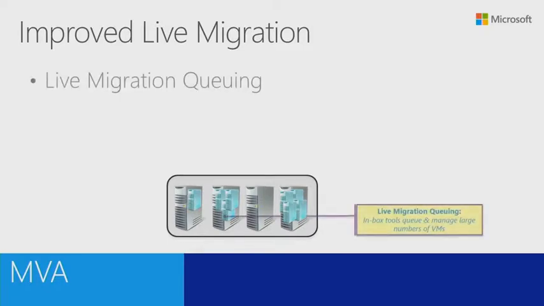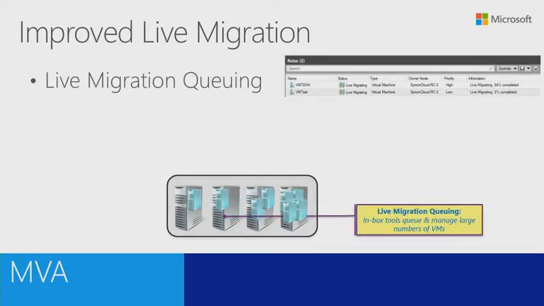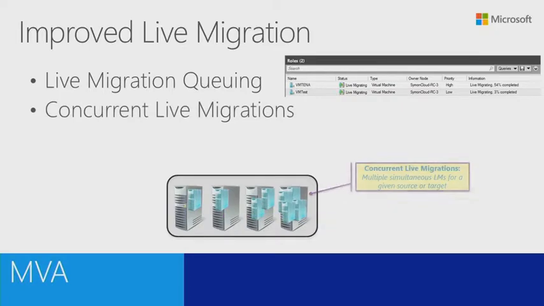Number one, we talked about this a couple times, which is live migration queuing. So now for the first time ever, you can say, look, I have 50 VMs I'm going to live migrate, but you know what? I'm on a really slow link. I'm on a gigabit, so maybe I'm going to do 2 at a time. Okay, so it'll do 2 at a time, but it'll just queue them, and it'll just keep right on going. And that's using inbox tools to queue and manage large numbers of VMs, or you could do this with VMM as well, but live migration queuing.